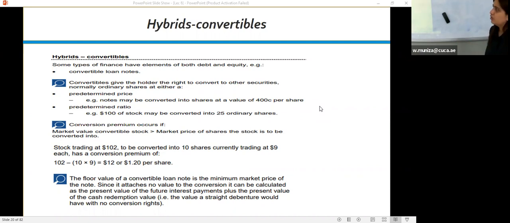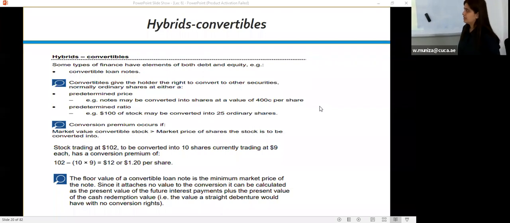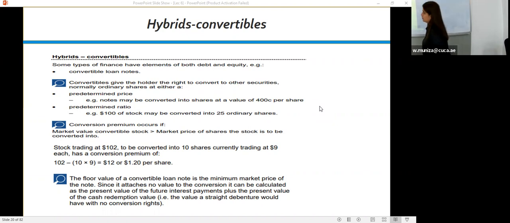So what are convertible loan notes? Convertibles give the holder the right to convert to other securities, normally ordinary shares, at either a predetermined price or a predetermined ratio. At a predetermined price, notes may be converted into shares at a value of 400 cents per share. Or at a predetermined ratio, for example, 100 of the loan stock may be converted into 25 ordinary shares.